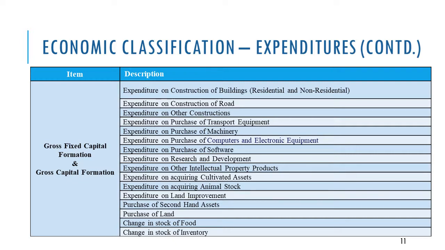Gross fixed capital formation comprises the expenditure on the acquisition as well as own account production of fixed assets. The assets have been classified into buildings, roads, land improvement, other constructions, transport, machinery and equipment, ICT equipment, cultivated assets, animal stock, software, research and development, and other intellectual property products. The gross capital formation includes the expenditure on these assets, that is GFCF, and the expenditure on purchase of second-hand assets and land and change in stock.